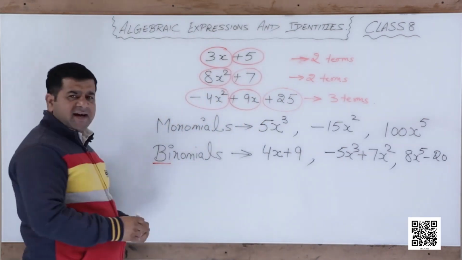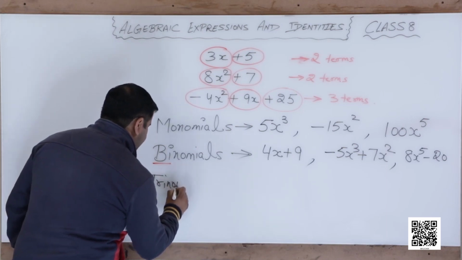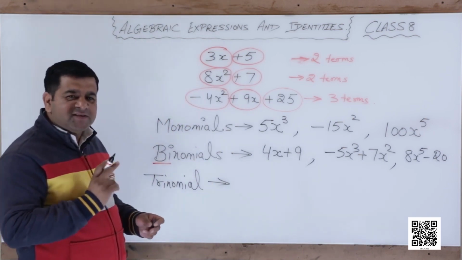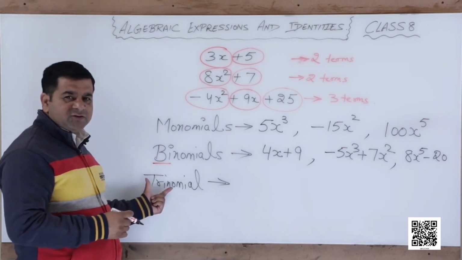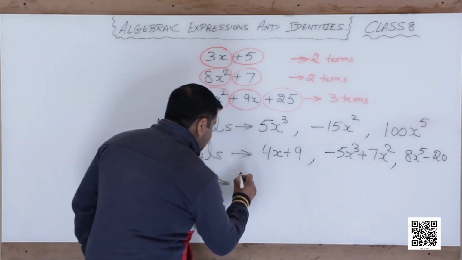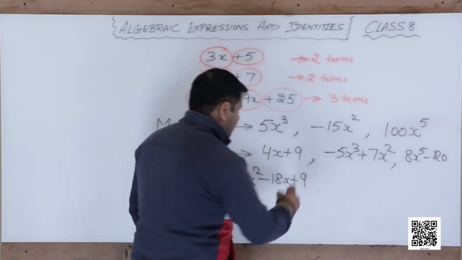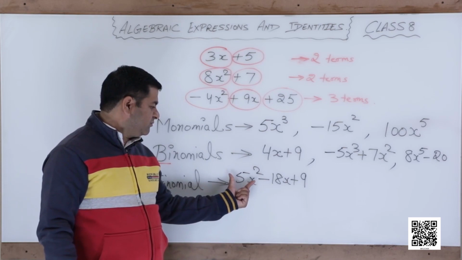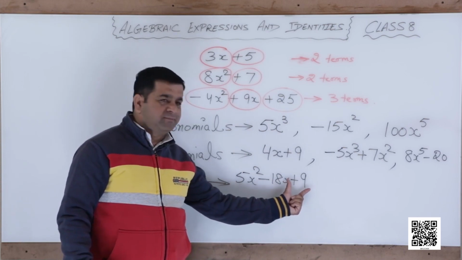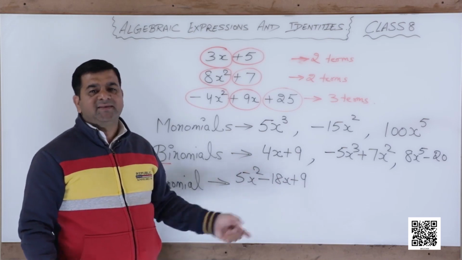Now students, let's see another type of expression, that is trinomial. I hope you might have got some idea of what is a trinomial. Tri means 3. So trinomial means an expression which has 3 terms. For example, 5x square minus 18x plus 9. Here you can see we have 3 terms. First is 5x square, second is minus 18x, and the third one is plus 9. So there are 3 terms, that is why this kind of an expression is known as a trinomial.